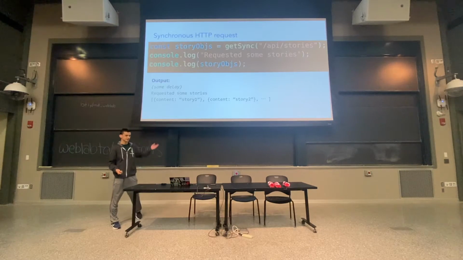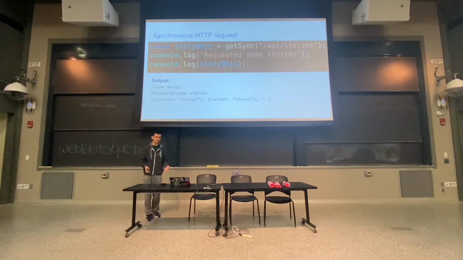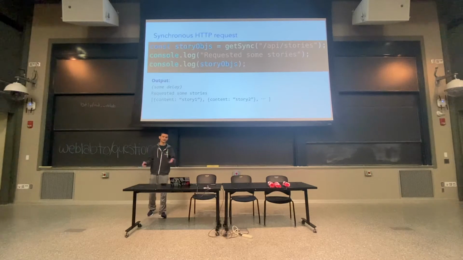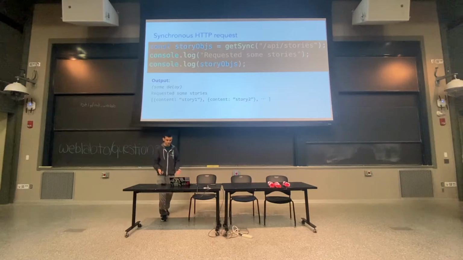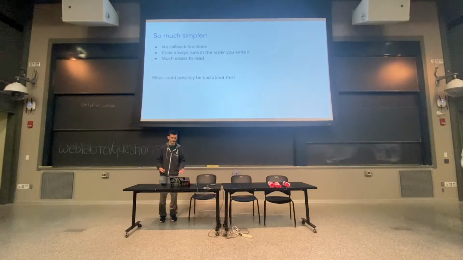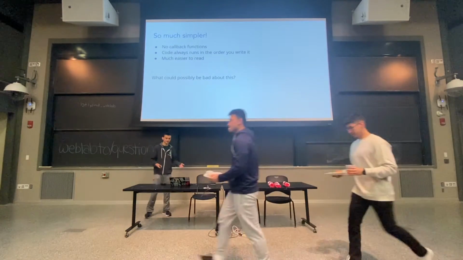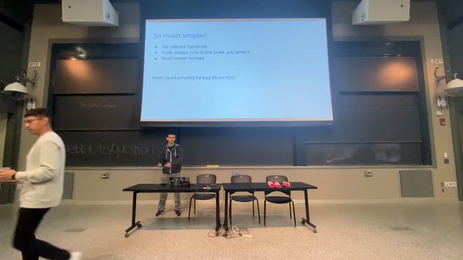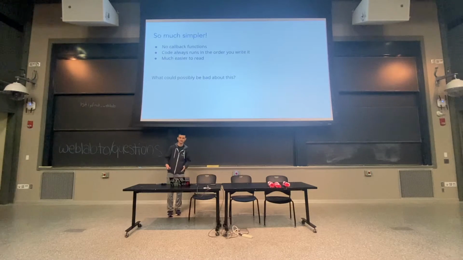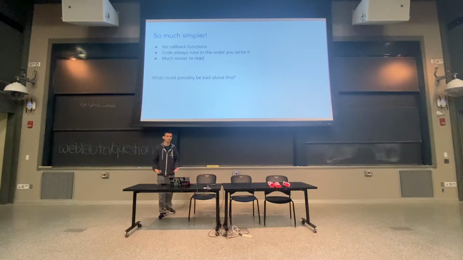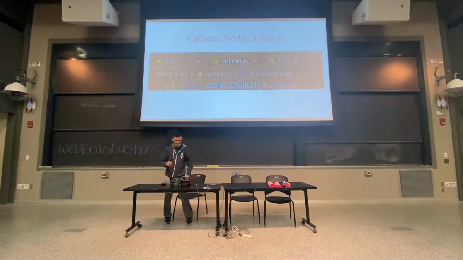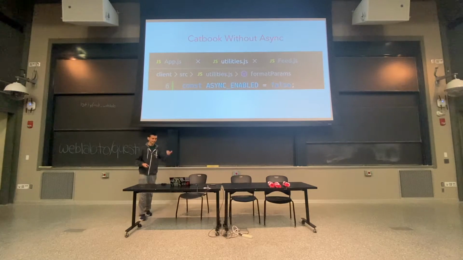So this code speaks for itself. We send a request to API/stories. It sits there and waits for it to finish. Then moves on to the second line, then the third line. So this method is a lot simpler. There's no callback functions. The code doesn't jump around in weird orders. It's a lot easier to reason about. So what could possibly go wrong? Let's find out what could go wrong.